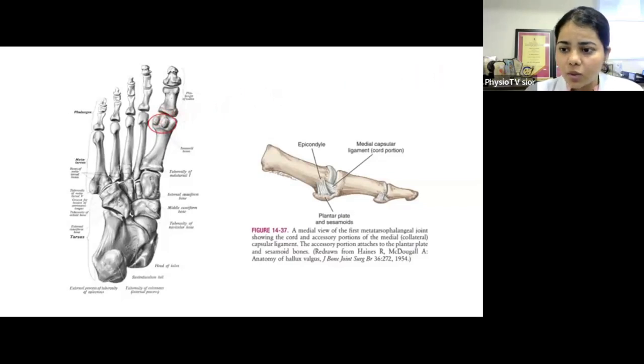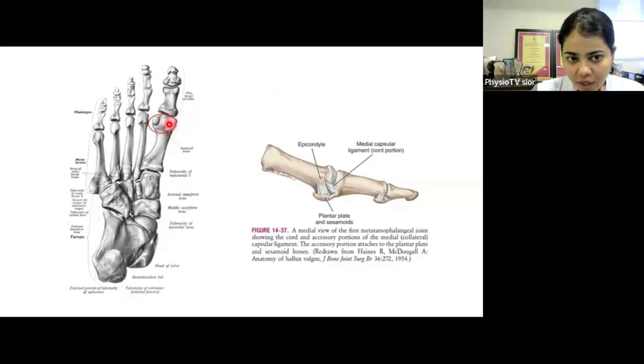Now, this sesamoid bone is going to act as an anatomical pulley for flexor hallucis brevis, and it also protects the tendon of flexor hallucis longus in weight-bearing position. In neutral position, they are going to be lodged in the groove, but when there is toe extension greater than 10 degrees, they will not lie in this groove.